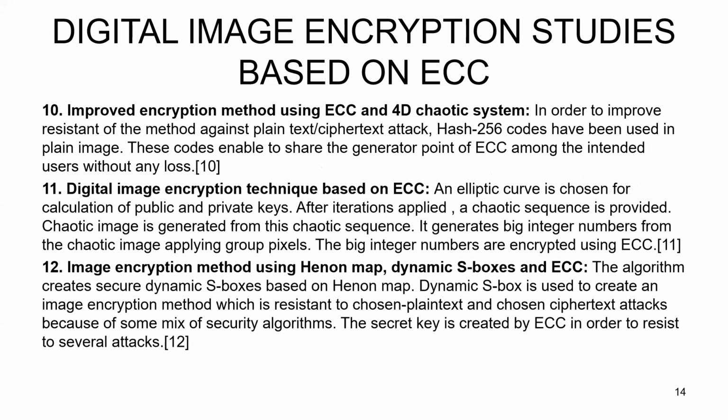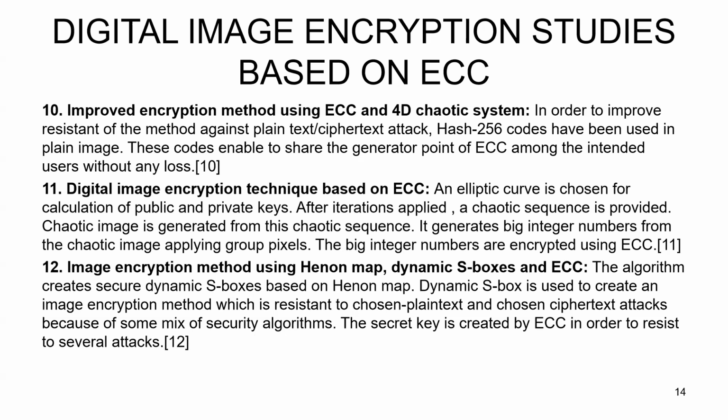Number 10, improved encryption method using ECC and a chaotic system. In order to improve resistance of the method against plaintext and ciphertext attacks, SHA-256 codes have been used in the plain image. These codes enable sharing the generated point of ECC among the intended users without any loss or any fraud.